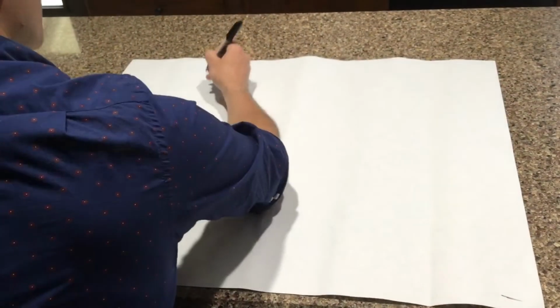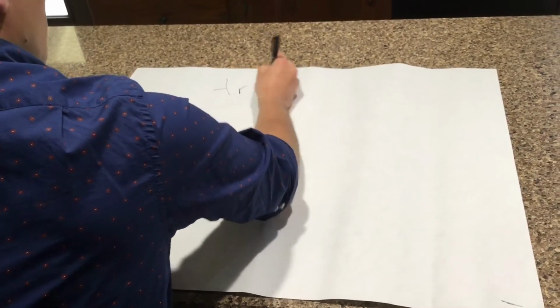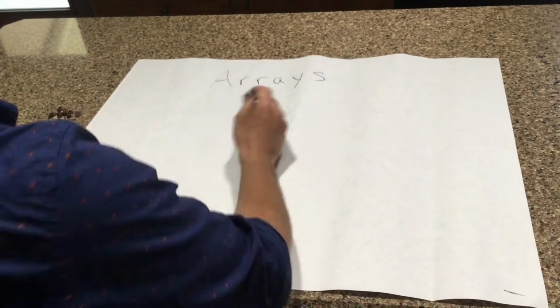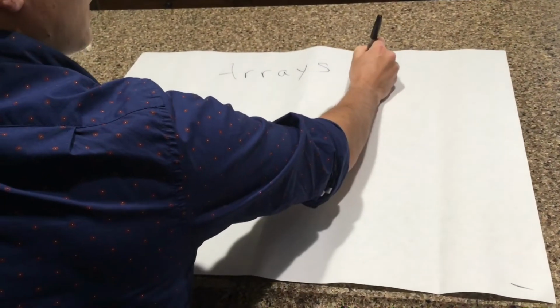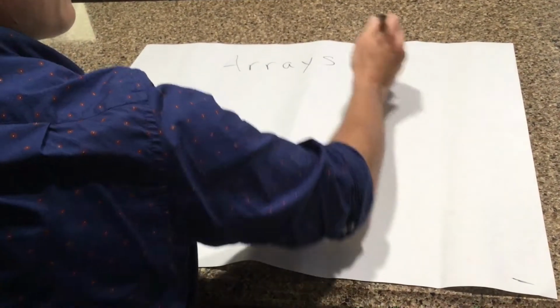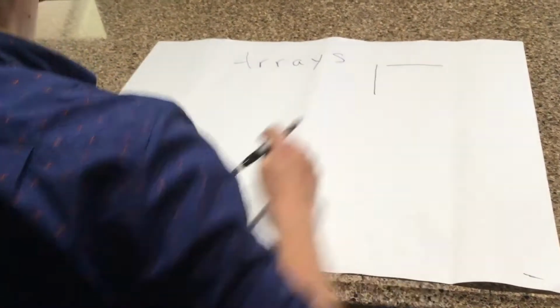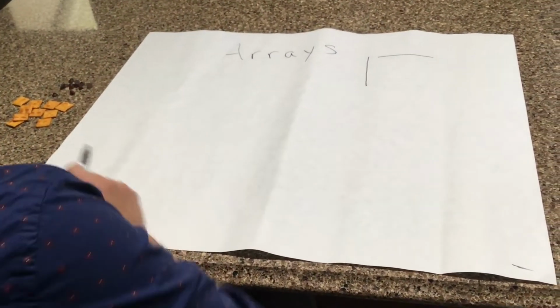So like I said, we're going to do a few examples of arrays. Okay? And before we get started, I want you to remember that columns, when I say columns go up and down, and rows go left and right, okay? So here's our first example.